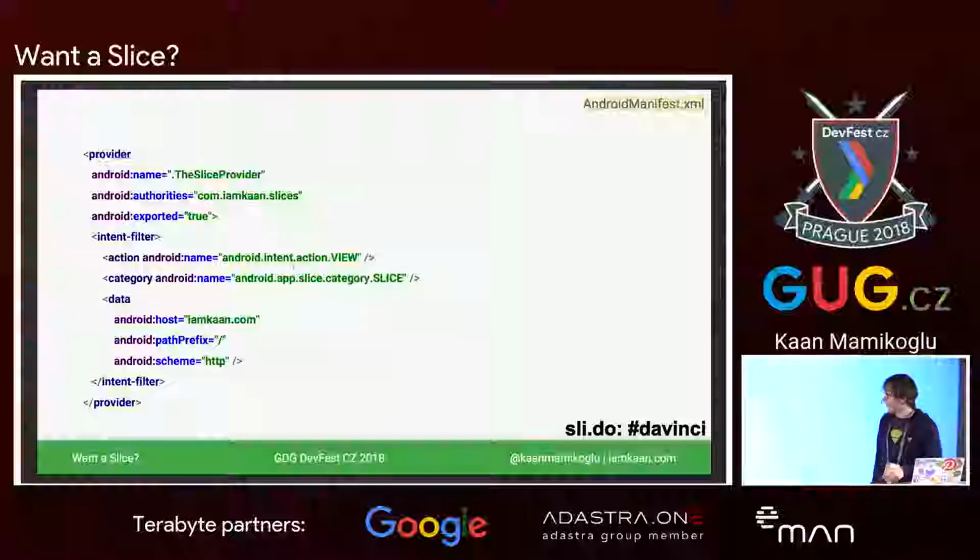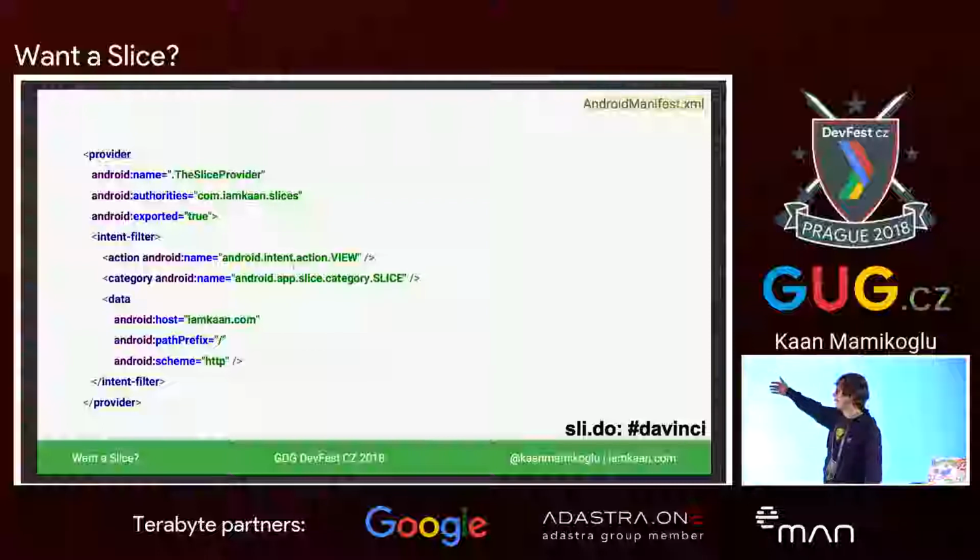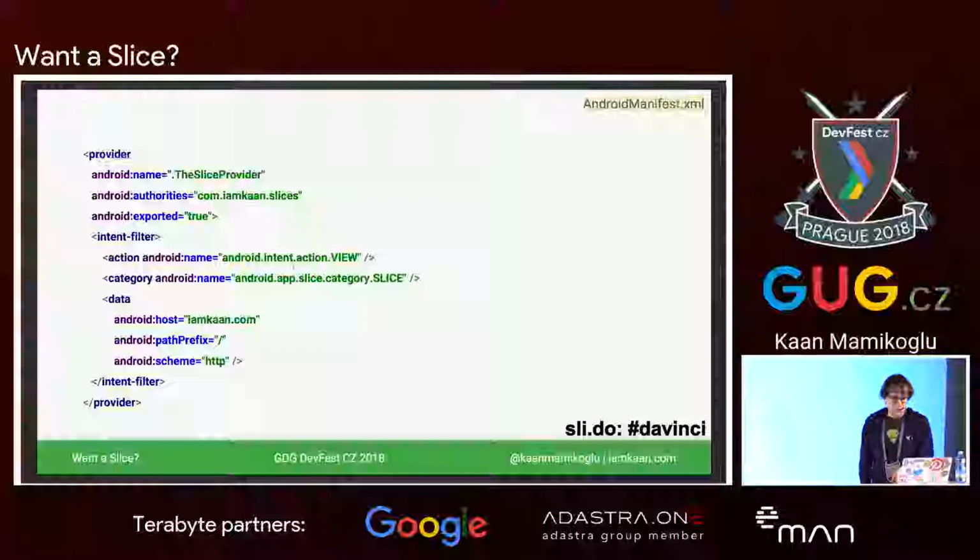And then in the manifest, you have the things that we just added in the previous screen when filling out the wizard. So all these authorities, and then host; scheme wasn't there actually, so you might need to edit that. And then path prefix as well. This basically allows you to capture URLs, like in this case, HTTP, then iamkaan.com/anything.